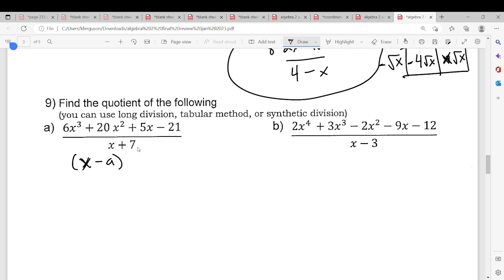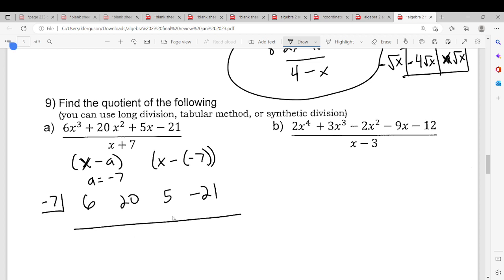So to change x plus 7 to x minus a would be to change it to x minus a negative 7. Because when you subtract a negative, it becomes a positive. So like the man said, my a is negative 7. So synthetic division. So now I've got 6, 20, 5, and negative 21. So I'll bring the 6 down. Negative 7 times a positive 6 is negative 42. So 20 and a negative 42 is a negative 22.